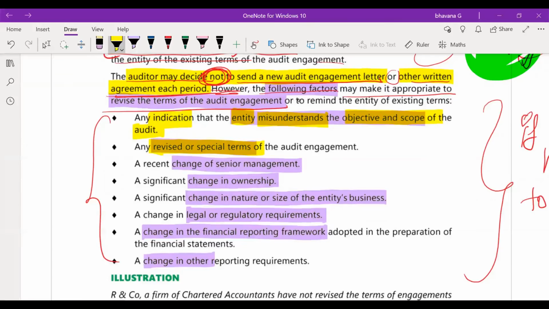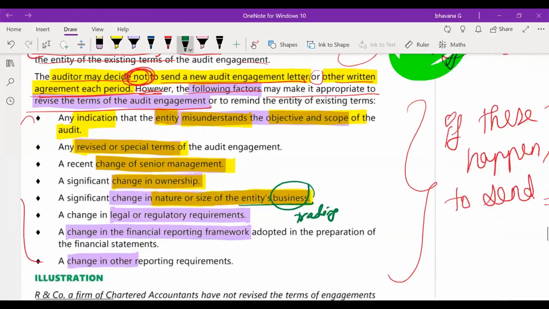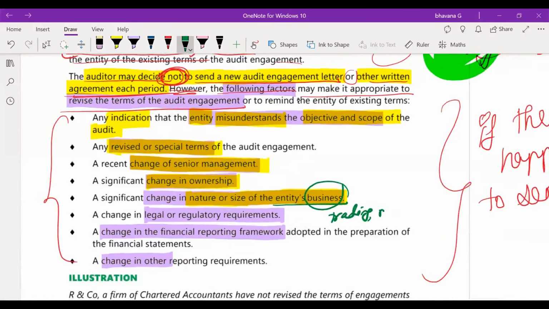Next, if there is a change in senior management, prepare a new engagement letter. If there is a change in ownership, prepare a new engagement letter. If there is a change in the nature or size of the entity's business. Before, it was only having the business of, suppose, trading. Now it has entered into the business of manufacturing also. Like this, if there is any change in the nature or size of the entity's business, in such a case also it's better you draft a new engagement letter.